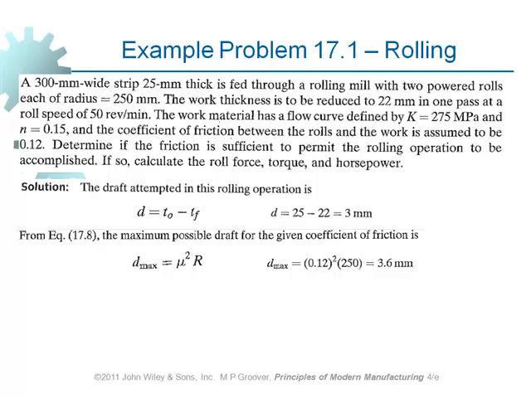Then the process is possible. This is greater than that, so this is a feasible process. If this is less than that, then the magnitude of the friction is not enough to accomplish the task. That's what can be concluded. For this given problem, because this is greater than that, the magnitude of the friction is sufficient in order to permit the rolling operation. This is a feasible operation.